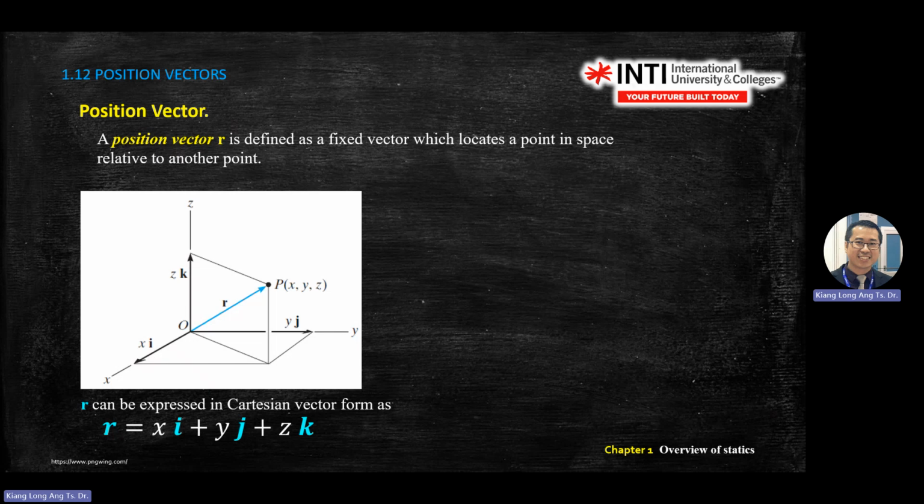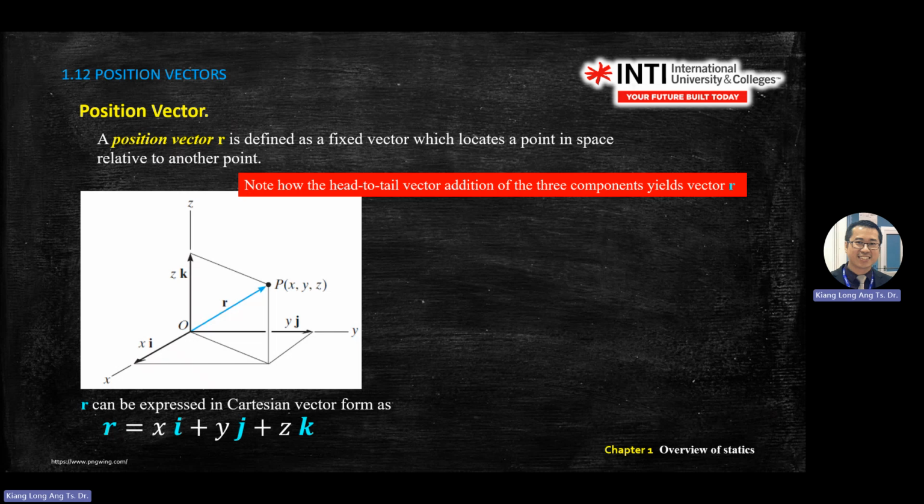So if the question asks you, normally you need this in your solution. When you see a question, normally you need to write what R is. So R in xi, yj, and zk. Any questions so far? Okay. Now, this one is my notes.